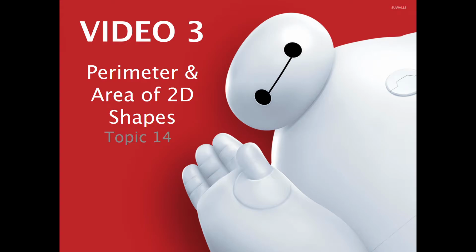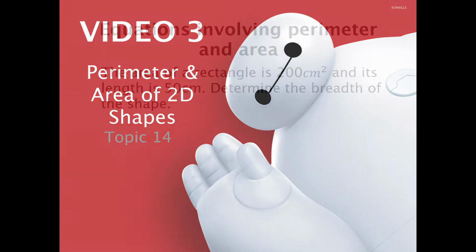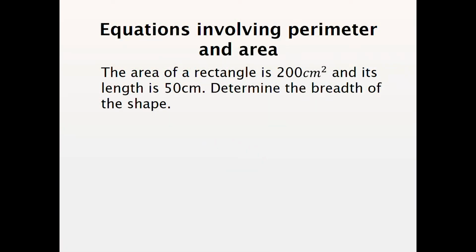Hi guys, this is video 3 for perimeter and area of 2D shapes. So you can rule off after the last work that I gave you yesterday, and you can write the date and the heading. Today's heading is equations involving perimeter and area.